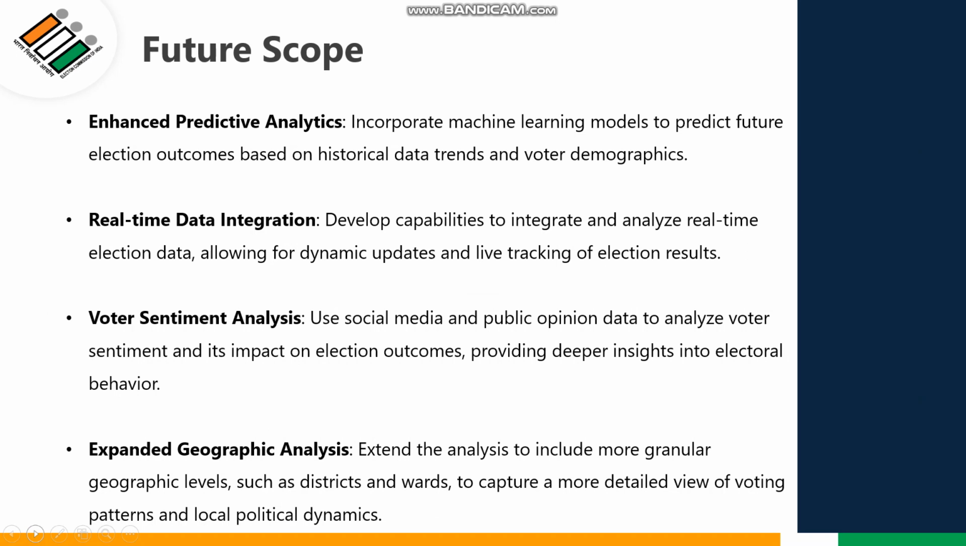Looking ahead, there are several avenues for exploration: enhancing analysis with predictive analytics using machine learning, integrating real-time data for dynamic updates, conducting voter sentiment analysis through social media, and expanding geographic analysis to more granular levels.